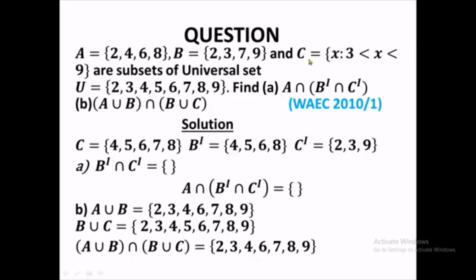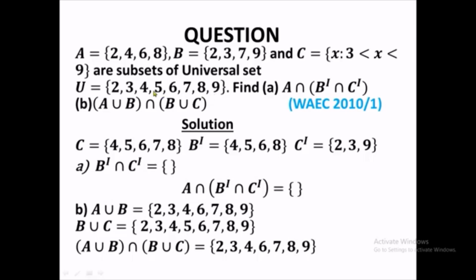So how do we do that? This is saying that set C has elements X, which range such that 3 is less than X, less than 9. That is, 3 is less than X, which means X is greater than 3. That means the elements we are listing will start from 4 because X is greater than 3. Those elements are going to be greater than 3, but less than what? 9.